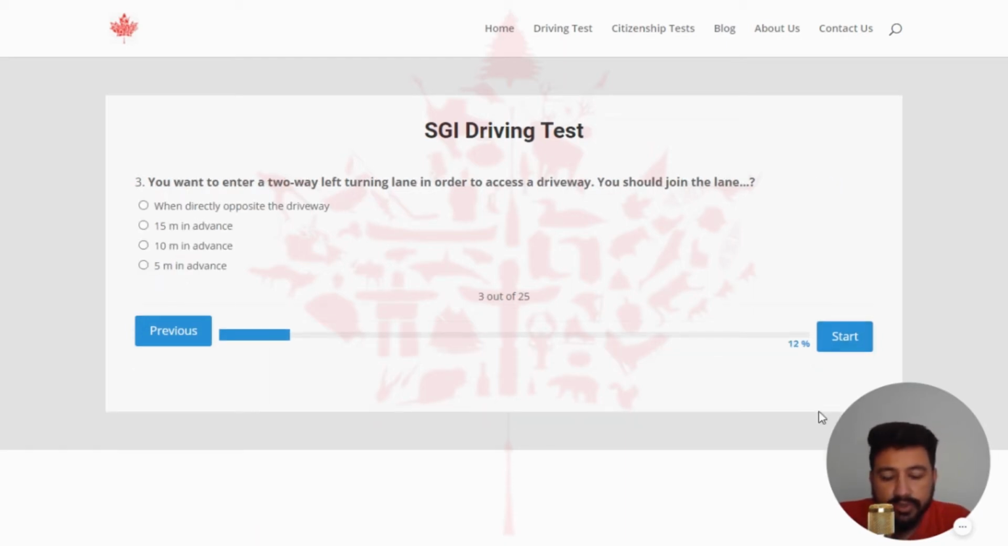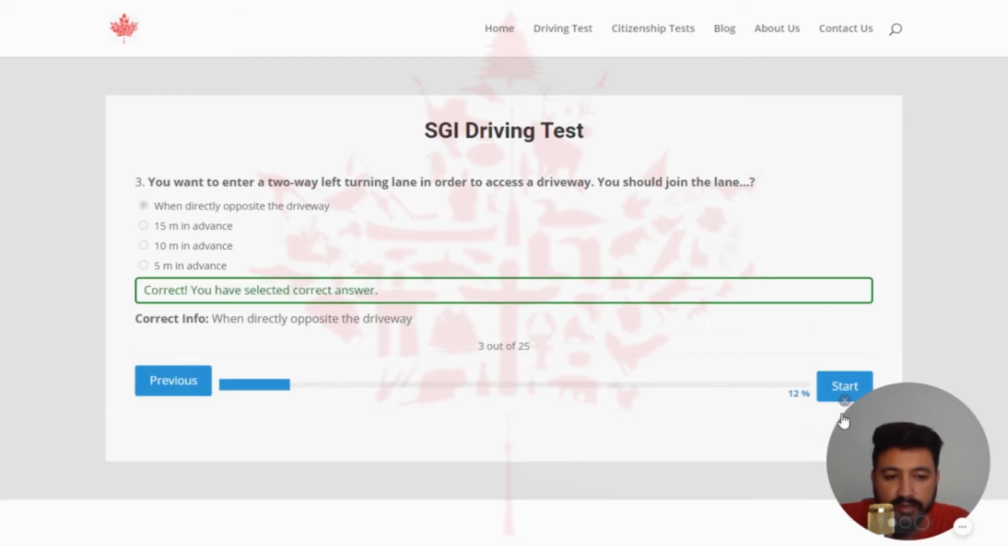Next, the third question of quiz number 2 is, you want to enter a two-way left turning lane in order to access a driveway, you should join the lane. The right answer of this question is when directly opposite the driveway. So let's click on the first option. Yeah, this is the correct one.